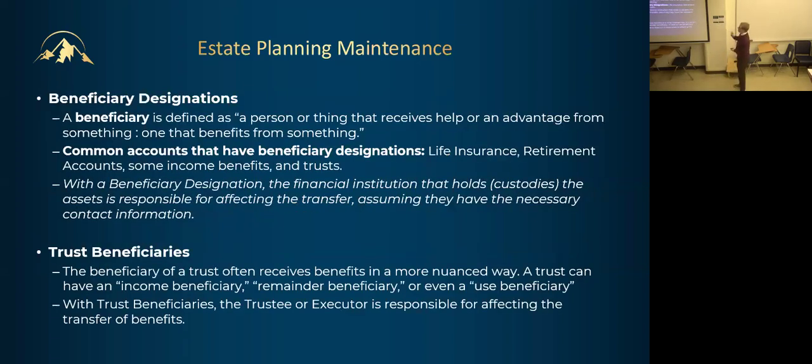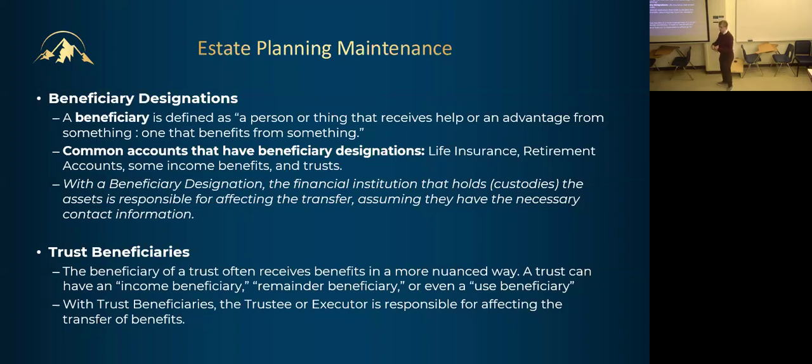So we have two things here for beneficiaries. We're just going to make sure that we're all on the same page. First of all, a beneficiary designation. A beneficiary is defined as a person or thing that receives help or an advantage from something, one that benefits from something. So really it's just the person who's going to benefit when it's no longer yours, or if it's named in some trust, the person that's going to get the benefit of the thing, which usually means income, use, or assets.